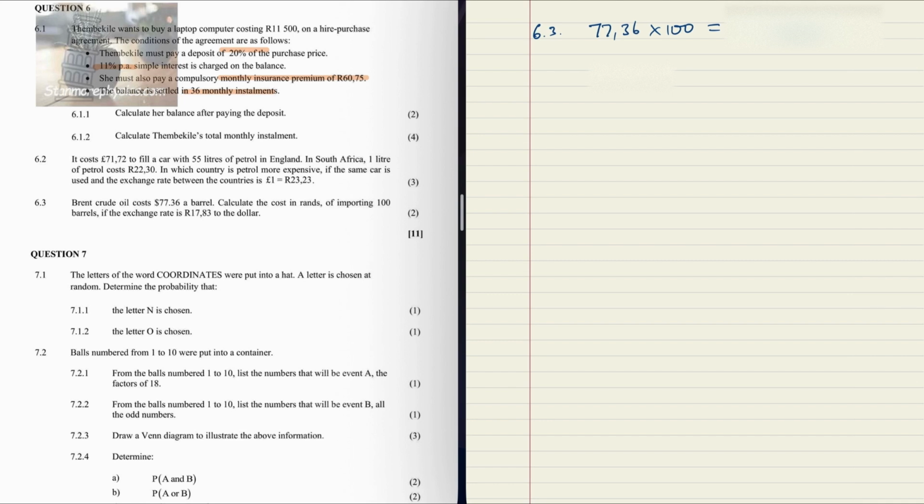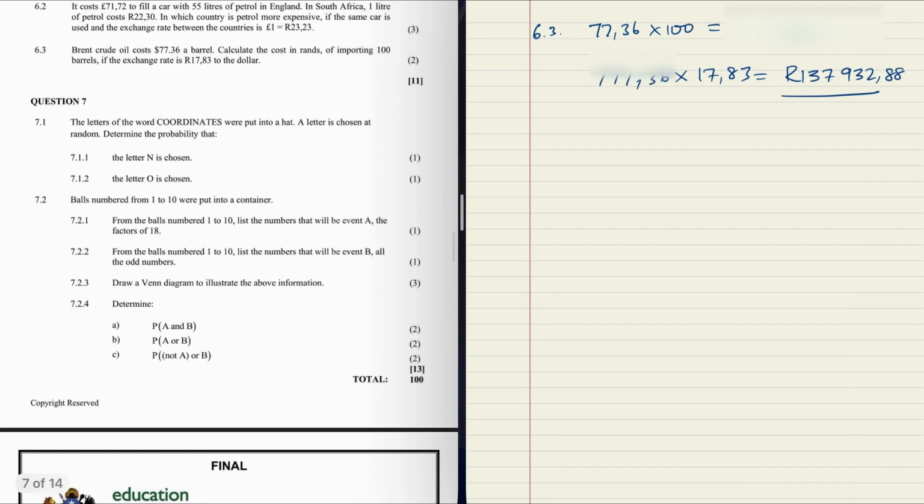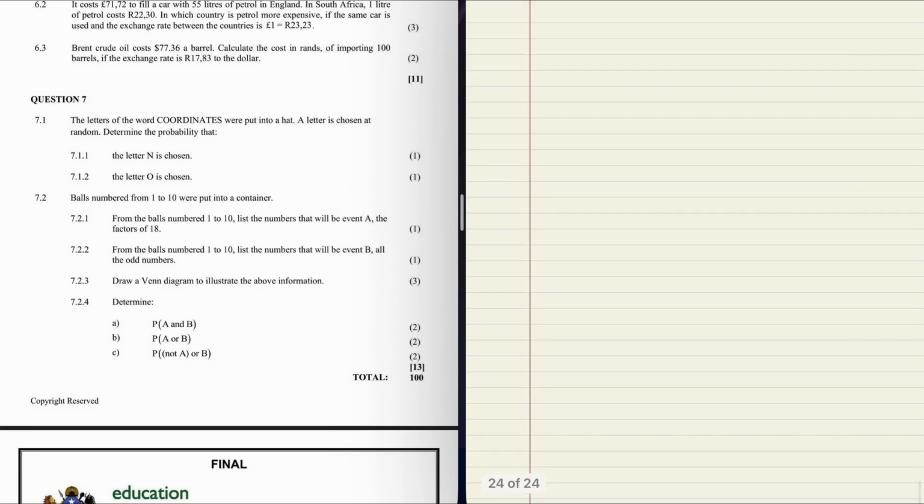Now I can convert this to rands. So 7,736 multiplied by 17.83, and that's equal to 137,932 rand 88 cents. The last question, question number 7.